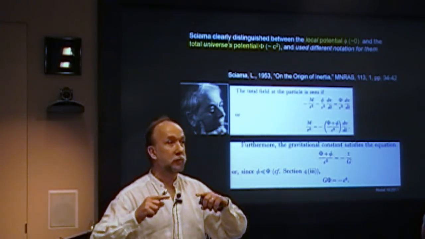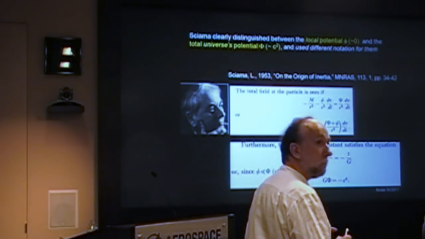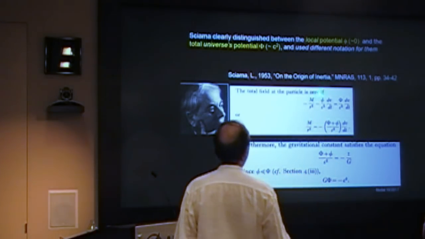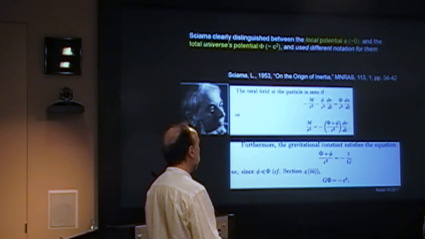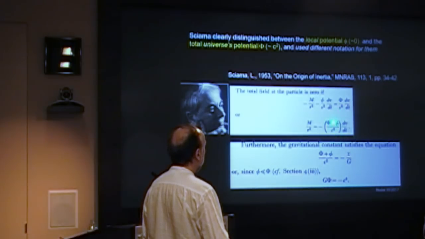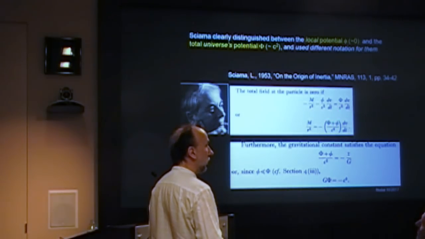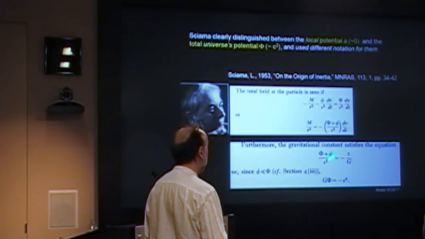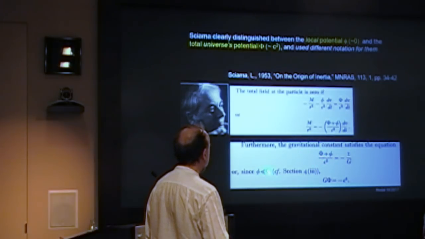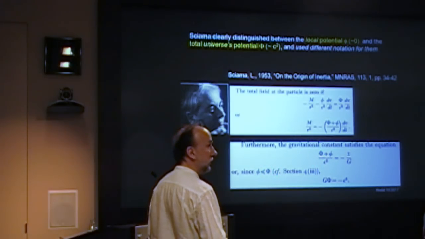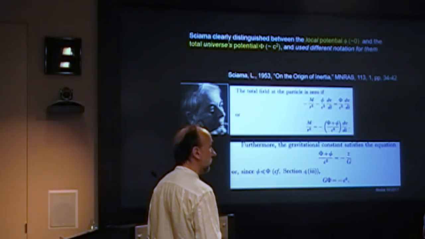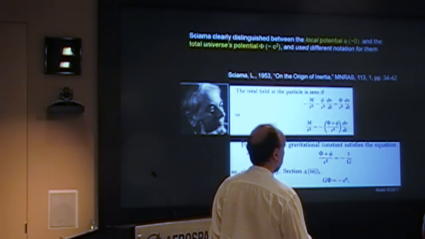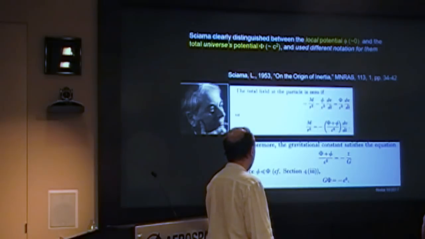So let's go back to the source, Sciama. In his paper, he very carefully distinguished between the potential of the universe, which is capital phi, and the local potential, which is lowercase phi. And it is capital phi which is much, much larger than the lowercase. This is order 1, this is practically 0, and with this plus this, it's approximately 1. But Sciama himself distinguished between both of them.